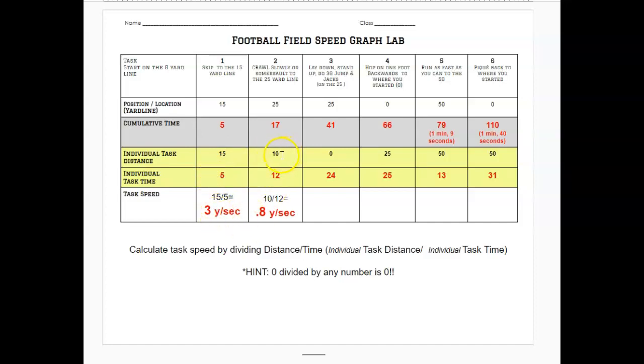My distance for task 2 was 10 yards. It took me 12 seconds. So my speed there was only 0.8 yards per second, so even less than 1 yard per second. So I was quite a bit slower. You'll continue that. Remember that 0 divided by anything is always 0. So I moved 0 yards per second when I was doing my jumping jacks, which makes sense because I didn't move from the 25-yard line. I just stood there on the 25-yard line the whole time. So keep doing that, calculate your speed, and then you're ready to graph.